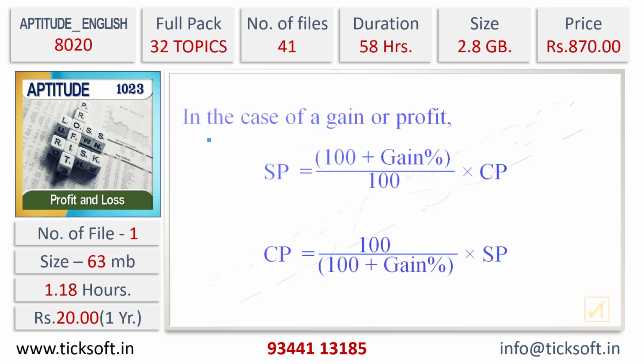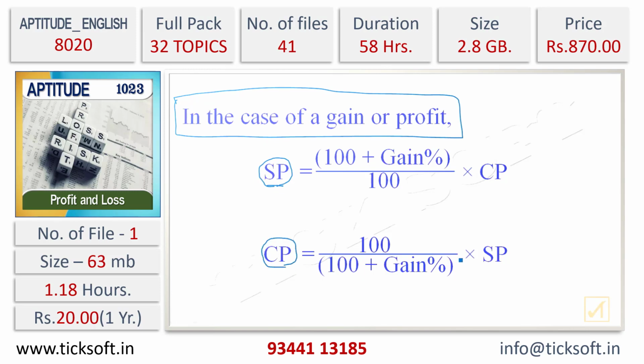And now we have formulas for finding SP and CP in the case of profit as well as in the case of loss. First, this is in the case of gain or profit. In the case of gain or profit, the SP will be equal to (100 plus gain percent) divided by 100 into CP, and CP will be equal to 100 by (100 plus gain percentage) into SP. So whenever we have profit or gain, to find the SP we use this formula, and to find the CP we use this formula. Again and again we should remember that this is only in the case of gain or profit.